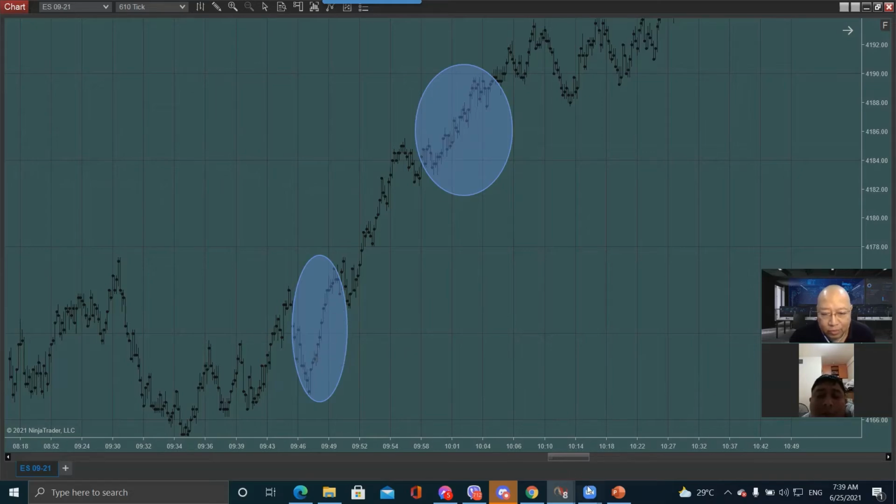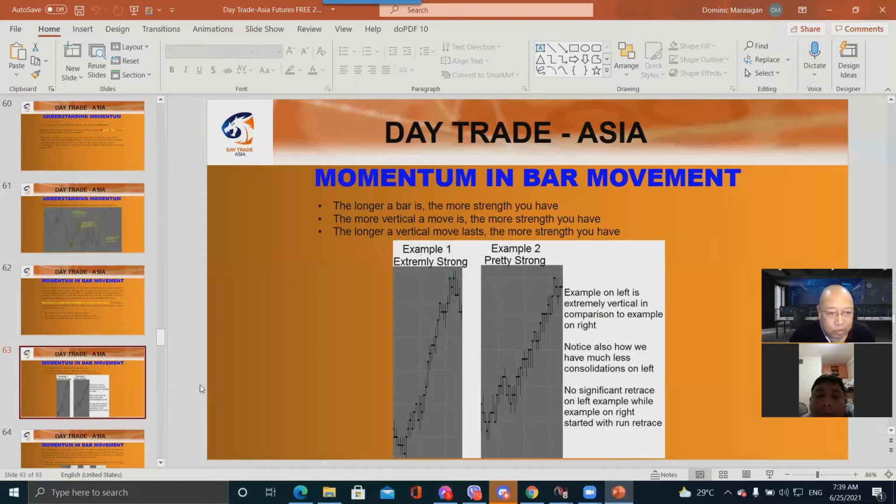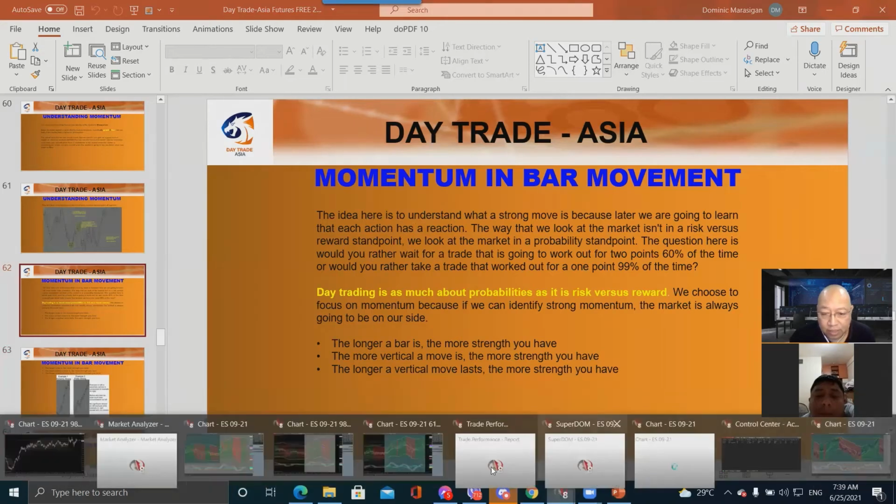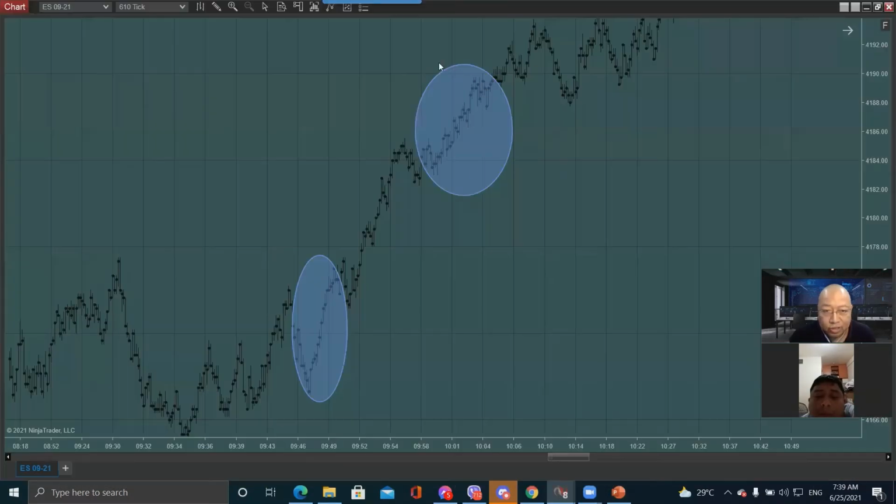Again, when we mentioned here, how do we know? Because it says here, the longer the bar is, the more strength you have. The more vertical a move is, the more strength you have, and the longer a vertical move lasts, the more strength you have. So yun ang that's what I'm pointing out here. So you can see the difference.